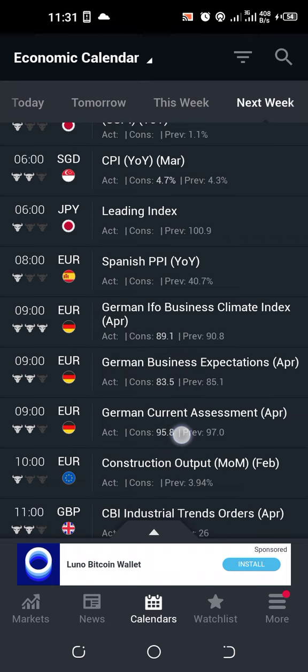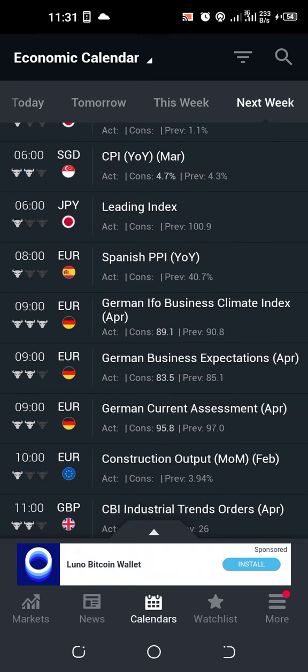This particular economic news will likely drive price. So your attention is focused on the ones having the three bull heads, and it's coming around 9 o'clock.